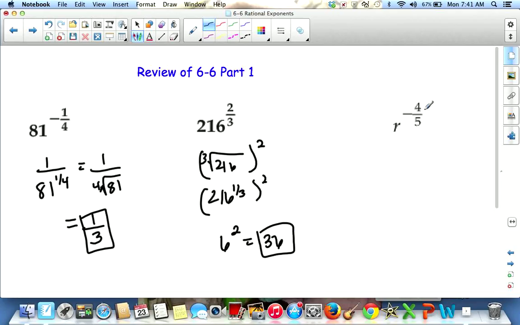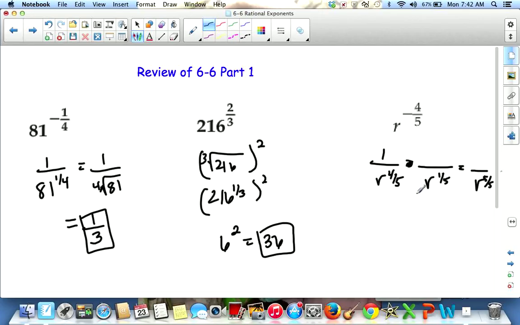Here we have r to the negative 4/5. So let's write this with a positive exponent. And then we can't have rational exponents in the denominator, so how do we make this a whole number? Well, we can multiply it by r to the 1/5, because when you multiply bases, you add the exponents. So that would end up being r to the 5/5, which is just r to the 1st, which is what we want.